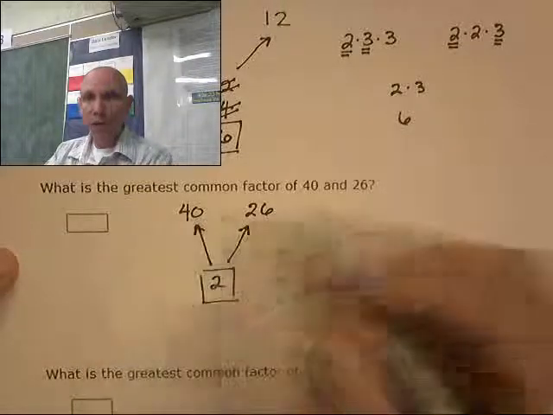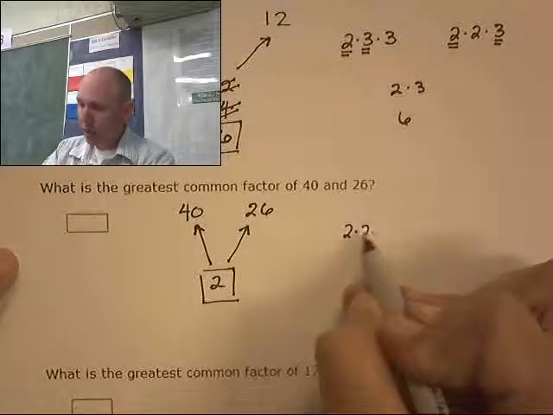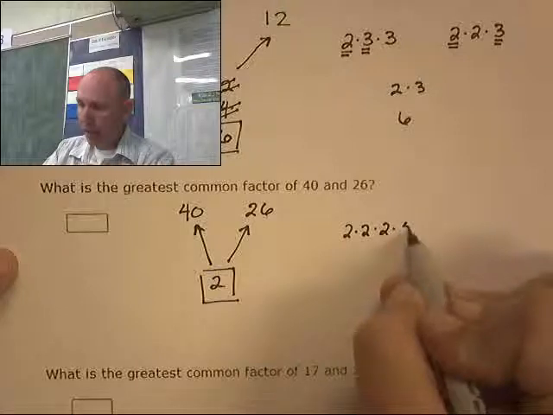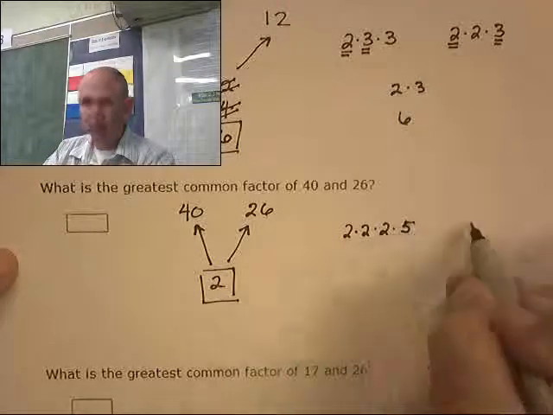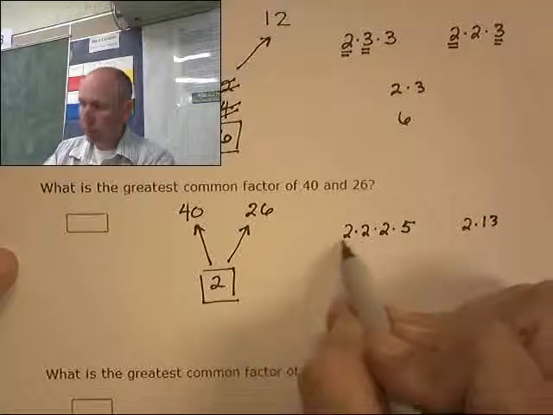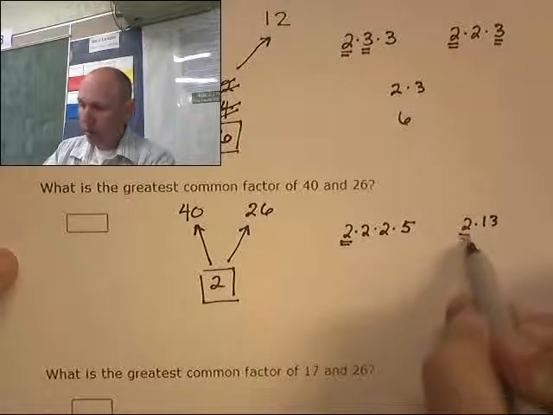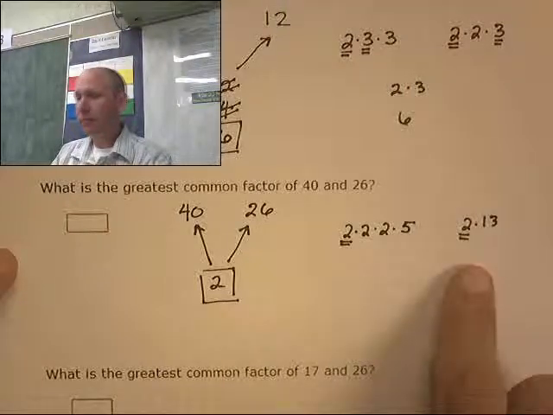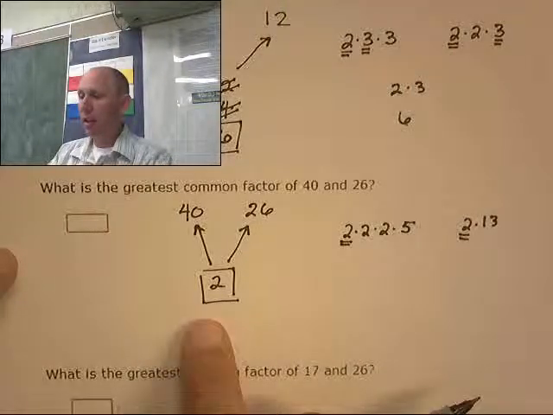But I'll do this prime factoring method also. 40 is 2 times 2 times 2 times 5. That's a 40. 26 is 2 times 13. And what's common? I have a 2 here and a 2 here. That's the only thing that's common. So my answer is 2.